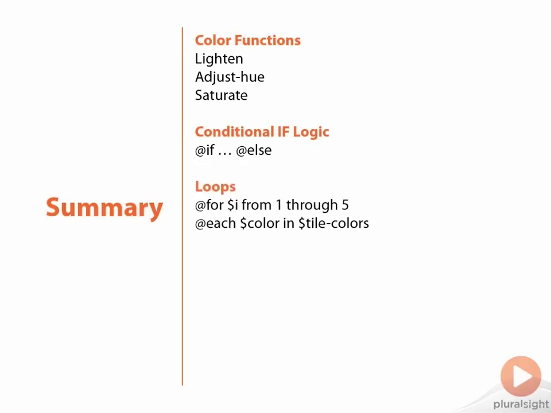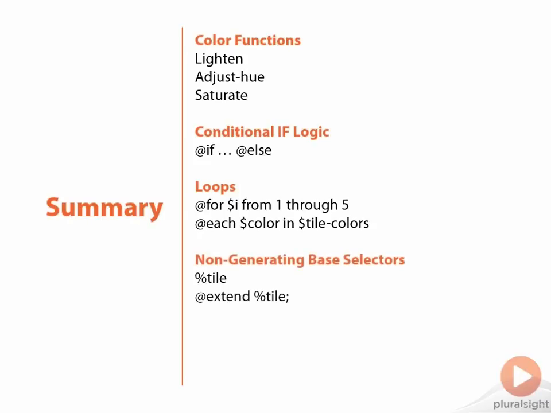We learned about the different types of loops in SAS, so the index-based for loop, where we can create a loop variable that increments through values 1 to 5, and also how we can use the each loop to iterate through a list of values, for example, a list of colors.